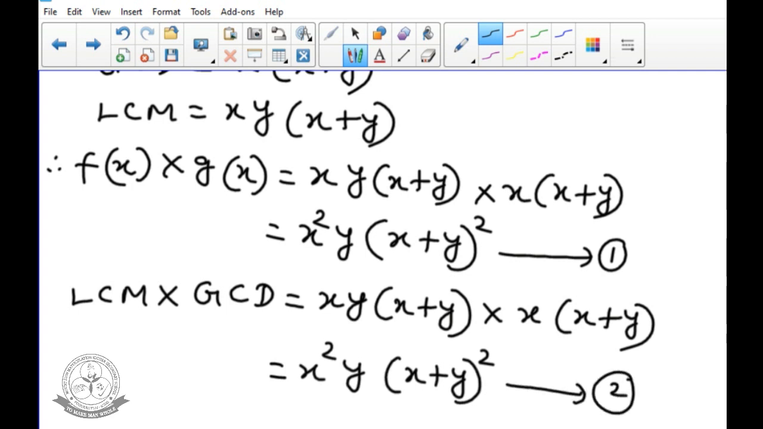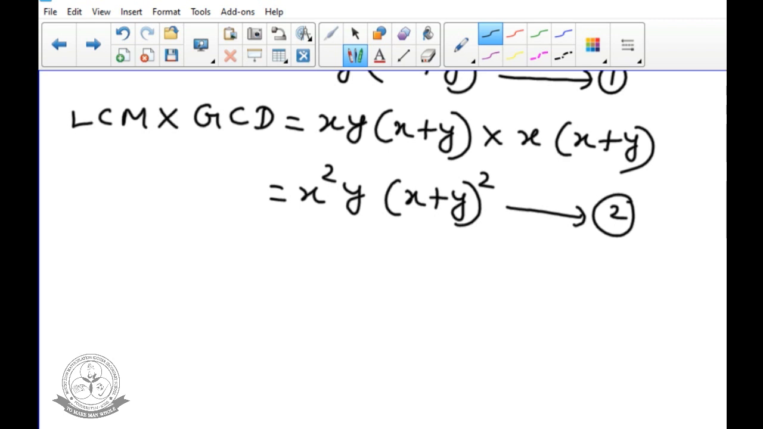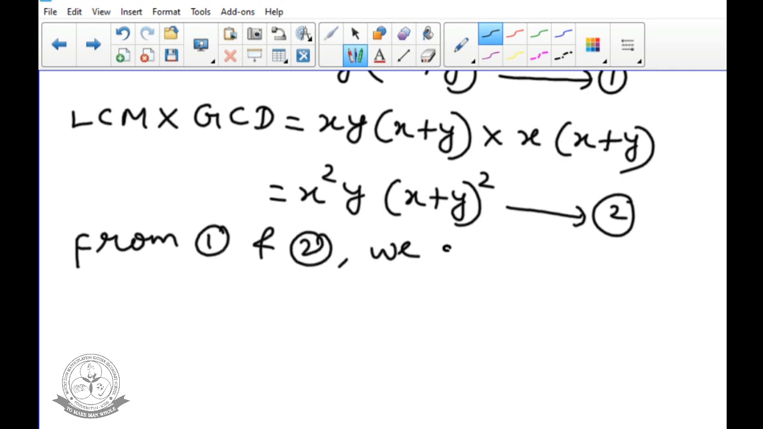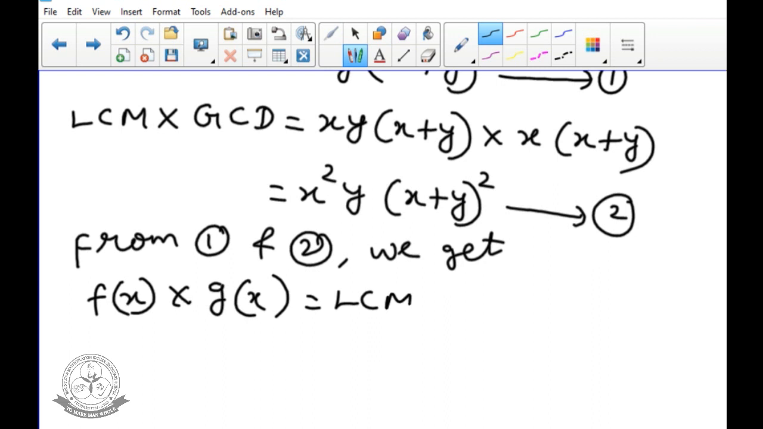So from 1 and 2 we get the same result. So you have to write at last, from 1 and 2 we get f of x into g of x equal to LCM into GCD. Hence verified.